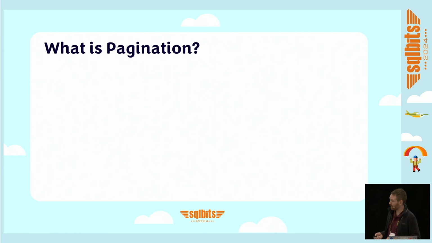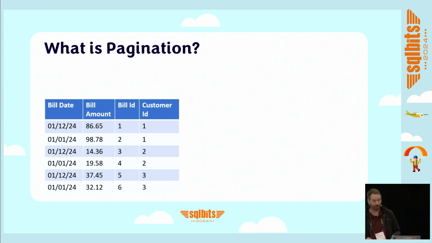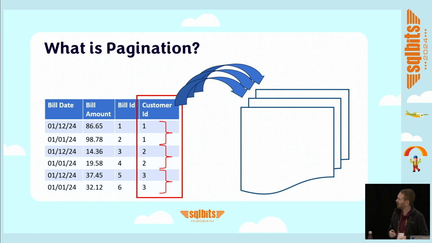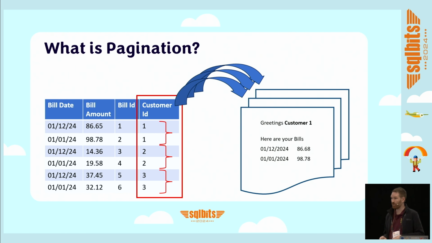What is pagination? Conceptually, it's very simple. It's where we take a table of data and we identify a row group, and then we iteratively convert the rows in that group into pages. It's as simple as that. But then we can take the records within a group and we can lay them out on a page as suits our needs. So pagination lets us do that.